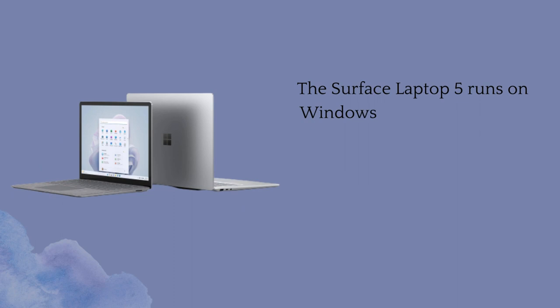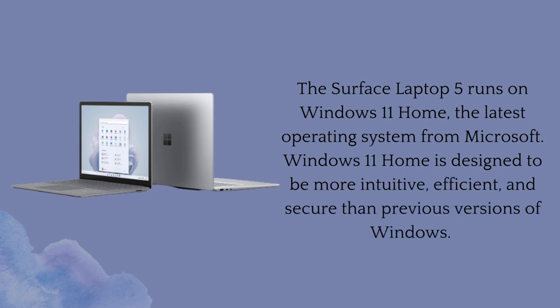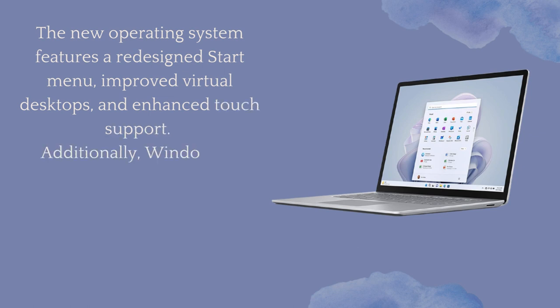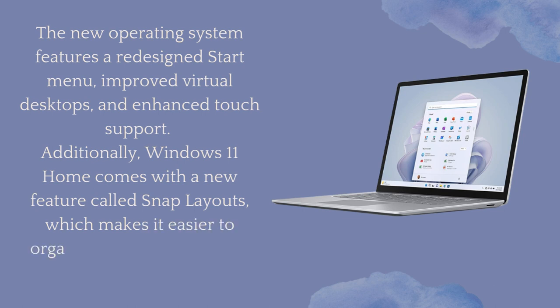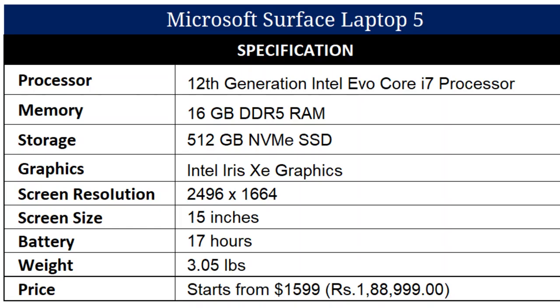Operating system. The Surface Laptop 5 runs on Windows 11 Home, the latest operating system from Microsoft. Windows 11 Home is designed to be more intuitive, efficient, and secure than previous versions of Windows. The new operating system features a redesigned start menu, improved virtual desktops, and enhanced touch support. Additionally, Windows 11 Home comes with a new feature called Snap Layouts, which makes it easier to organize your windows and multitask. Specification table.